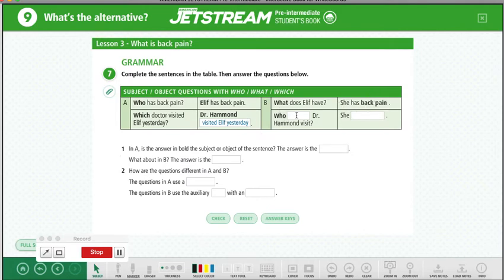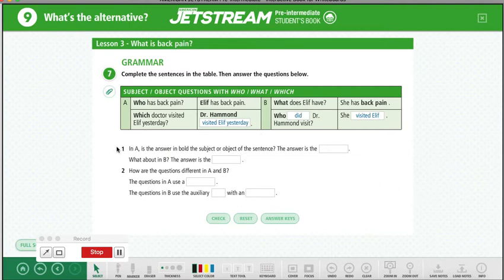And then, who did... I guess, because it is in past. If you notice here in this question, we don't have the doctor or the name of the doctor. In the answer we have it, but in the question we are looking for the person who visited Elif. And here we do have the name of the doctor. We are only looking for the person who that doctor visited. Okay, so this is the opposite. Who did Dr. Hammond visit? She visited Elif. Okay, I think, yeah.